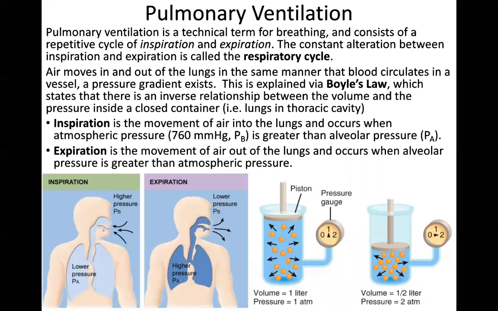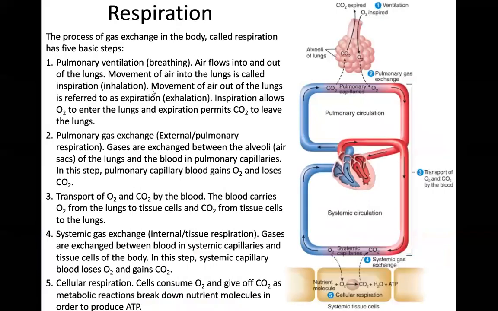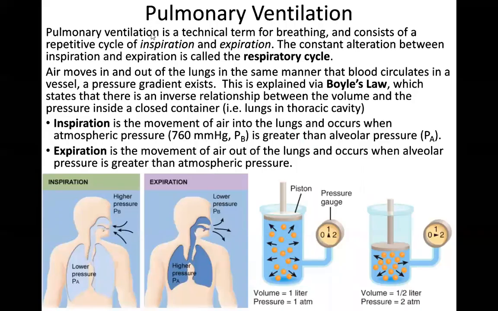Okay, so what that means is we're going to talk about 4 of these 5 things. I'm going to start and learn more about pulmonary ventilation, the technical term for breathing, which consists of a repetitive cycle of inspiration and expiration, breathing in, breathing out. This constant alternation between inspiration and expiration is called a respiratory cycle, where air moves in and out of the lungs in the same manner that blood circulates, which is due to a pressure gradient.